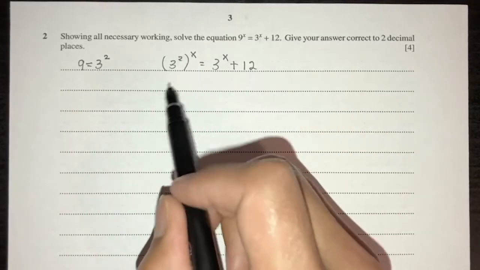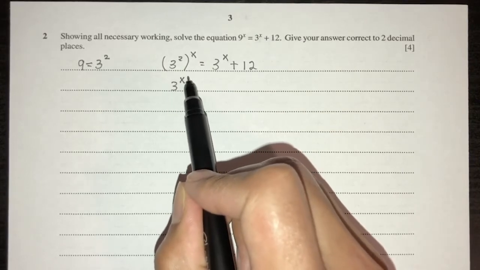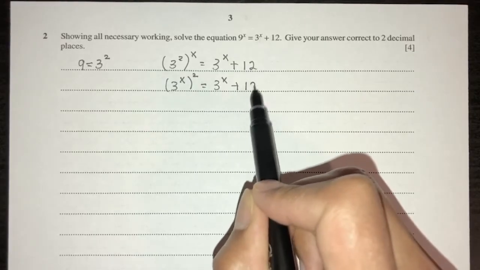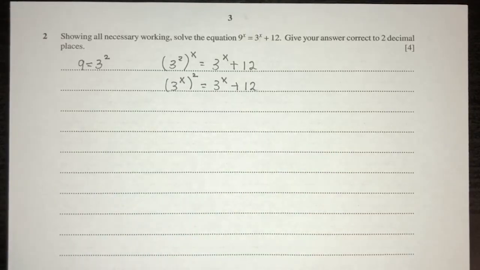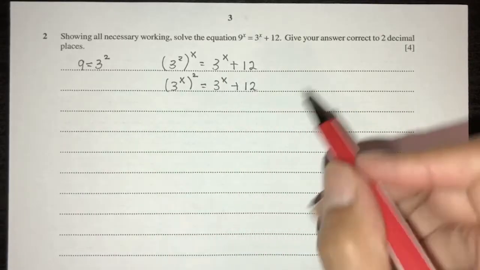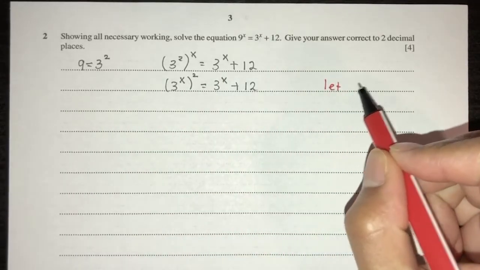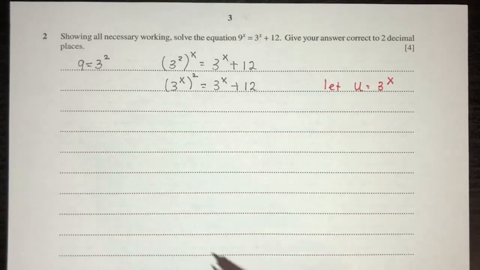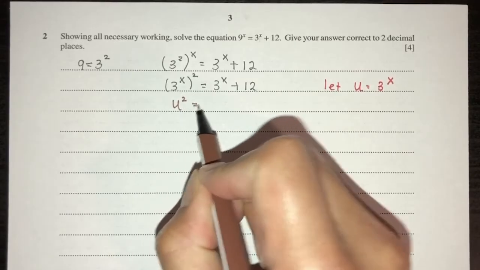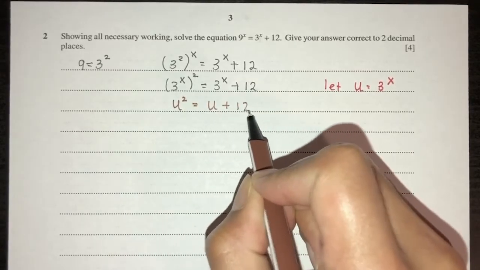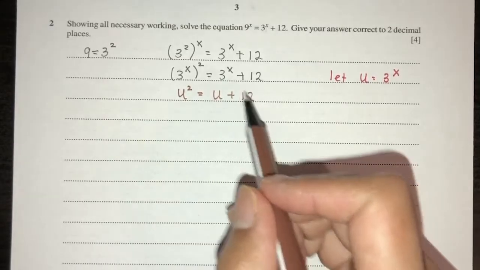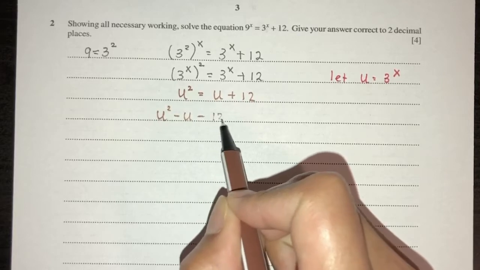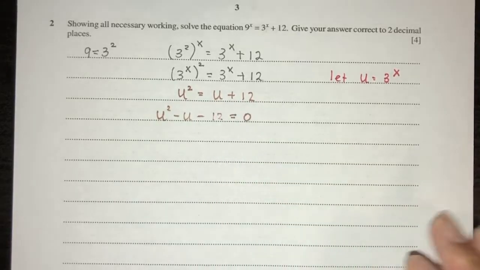Now we can bring this in. You will have 3 power x, we can take out 2, equal to 3 power x plus 12. Now, because this seems to be hard to work with, let's change that to something much simpler. Let u equal to 3 power x. So this will give you u squared is equal to u plus 12. Okay, now let's bring everything to one side. You will have u squared minus u minus 12 is equal to 0.